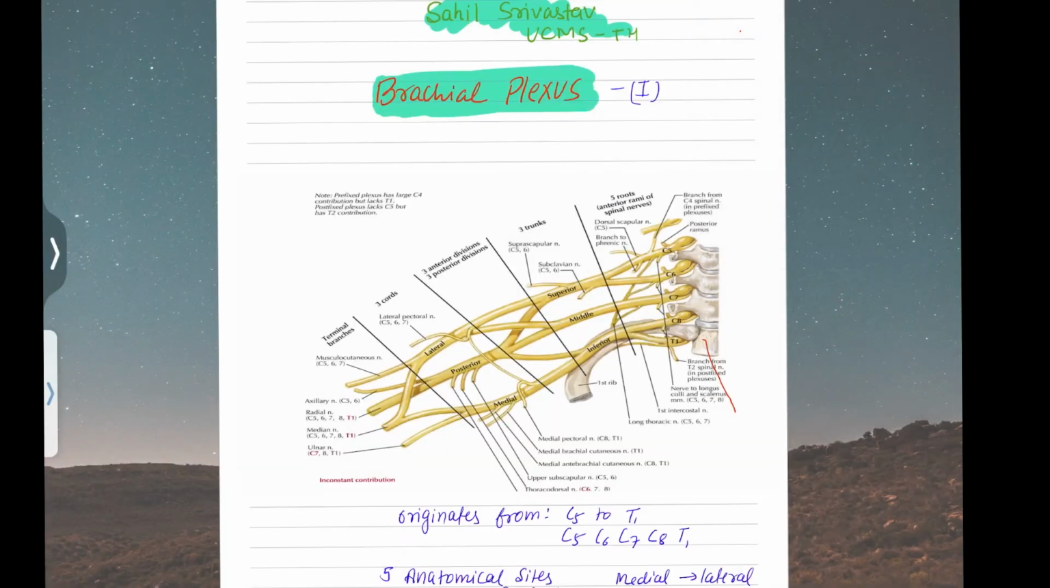I'm Sahil Srivastav, currently studying at UCMS Bhairava, and today we are going to discuss one of the very major topics of the upper limb. Sequentially, when you are studying the upper limb, the first topic that you should study is actually the brachial plexus only. It is a bit complicated topic, but we will finish it somehow.